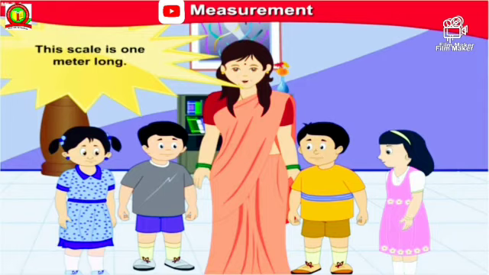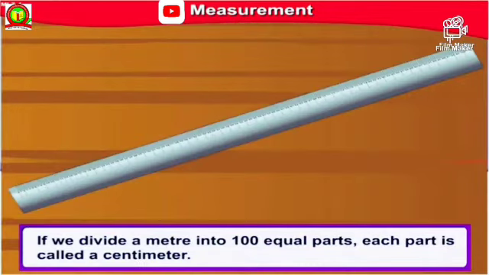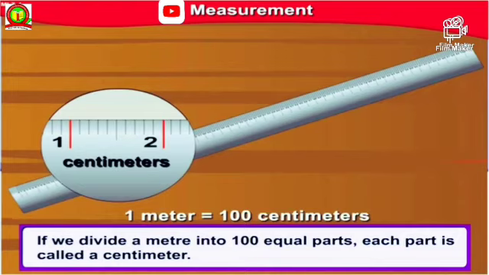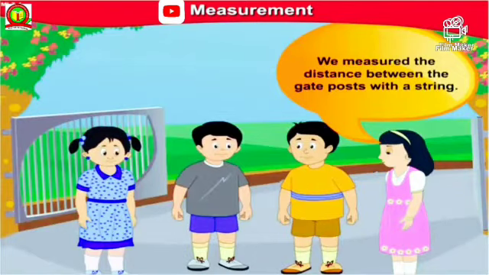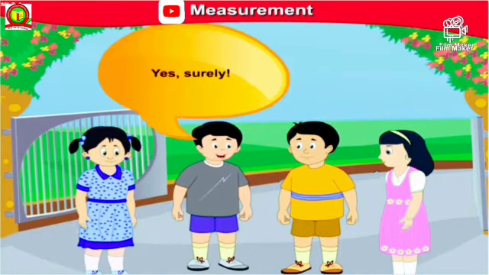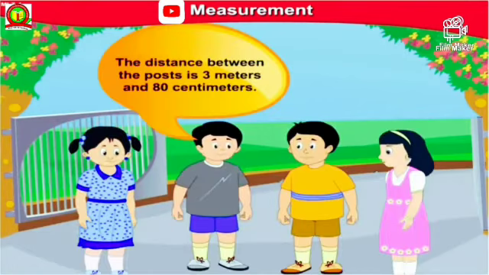This scale is 1 meter long. The meter is a standard unit which is used for measuring length. If we divide a meter into 100 equal parts, each part is called a centimeter. So, I can say that 1 meter is equal to 100 centimeters. We measured the distance between the gate post with a string. Now, let's use this meter scale and measure it again in meters and centimeters. Yes, surely. This distance between the posts is 3 meters and 80 centimeters.